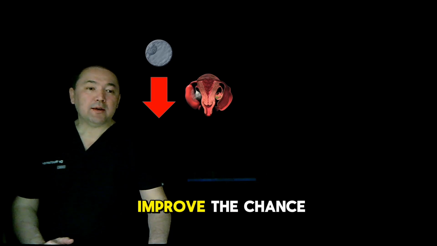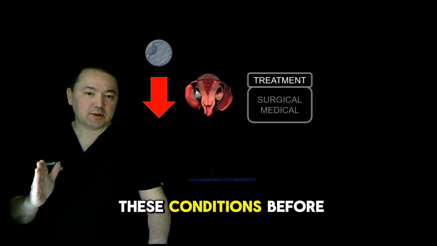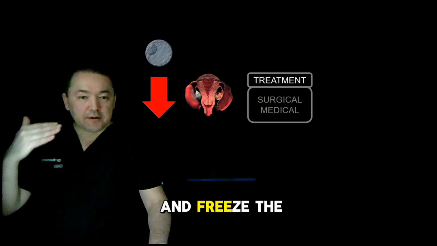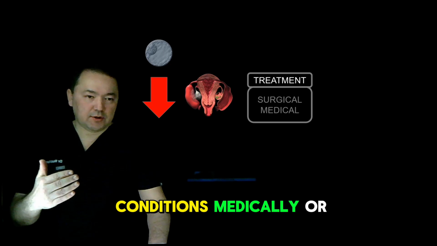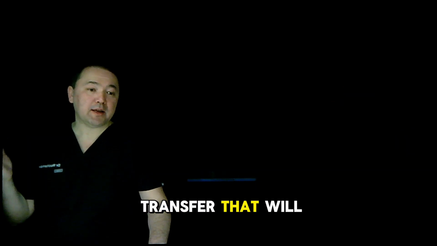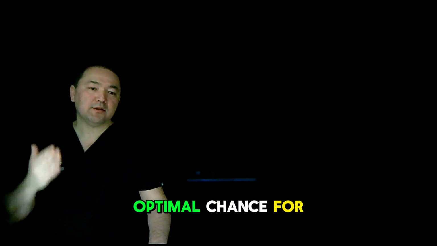In order to improve the chance of implantation, you should identify these conditions before IVF or during the IVF treatment cycle and freeze the embryos, then treat these conditions medically or surgically, then do embryo transfer. That will give each embryo the best and most optimal chance for implantation.